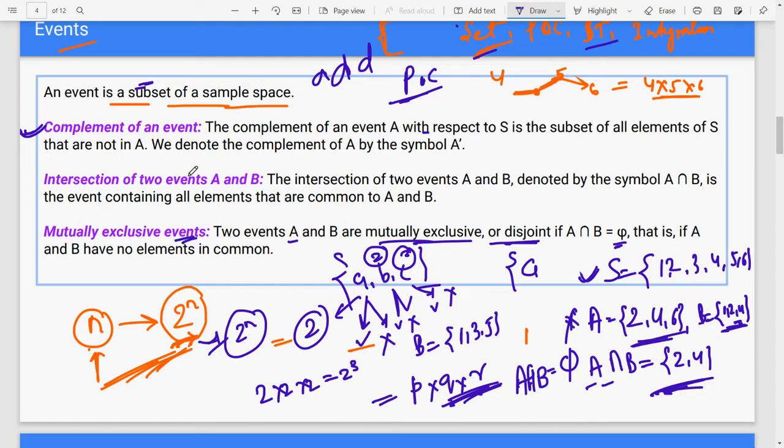So these are all names in set theory: complement of a set, intersection of two sets, union of two sets. But obviously we are trying to see these things in probability, so we are talking about events. Because an event is obviously a subset of the global set or the universal set, the sample space. So is this thing clear to you all?